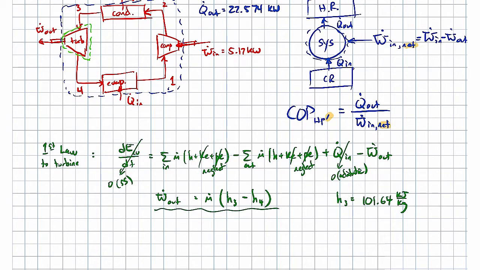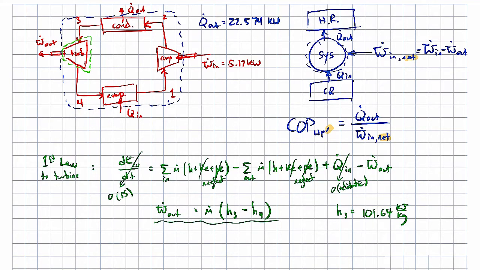So in order to find that H4, we need to say something about this turbine. What I'm going to do is say that if we're going to put a turbine in here, let me consider the best case scenario. Let's replace the expansion valve with a turbine that is working under ideal conditions, like the most efficient turbine that we can possibly have.